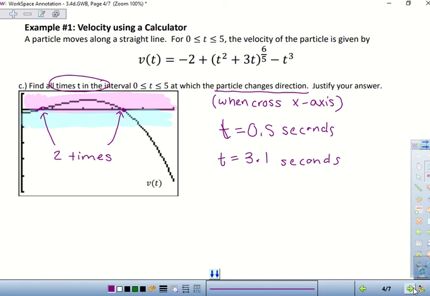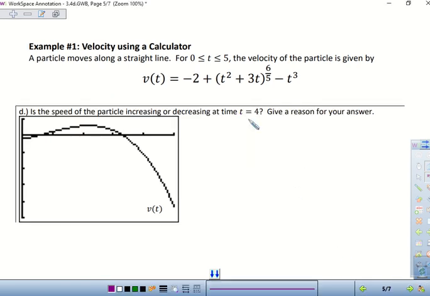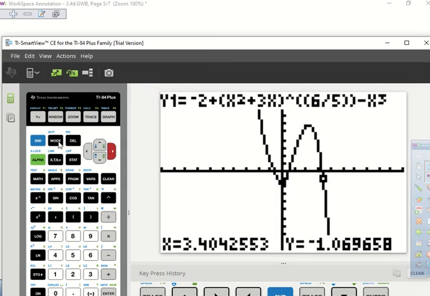Alright, does anyone have any questions about this one, or can we move on to the next? Okay. So the next question says, is the speed of the particle increasing or decreasing at time of 4? Give a reason for your answer. So you can use the calculator to do this, but you don't have to.